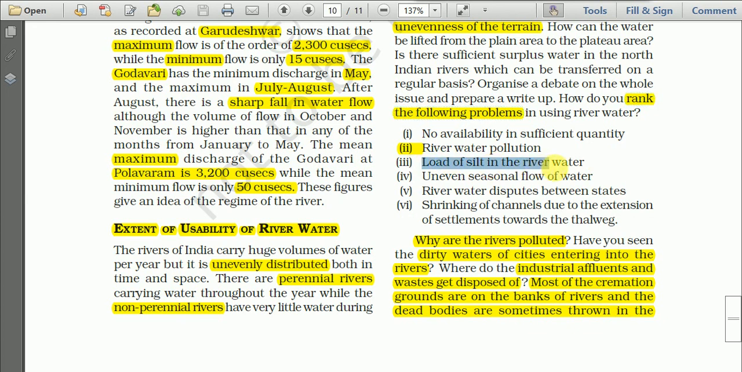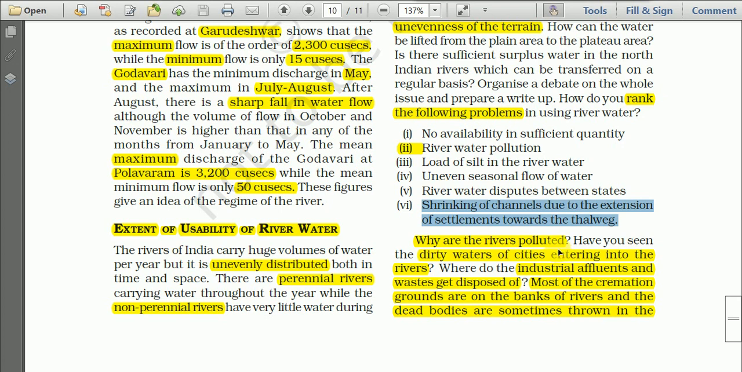Then lot of silt in the river water, uneven seasonal flow of river, river water disputes between the states, then shrinking of the channels due to the extension of settlements toward the talweg. Nowadays houses are constructed on the bed of the river also, and that is what we call shrinking of channels due to extension of settlements towards the talweg. Talweg refers to the bed of the river.